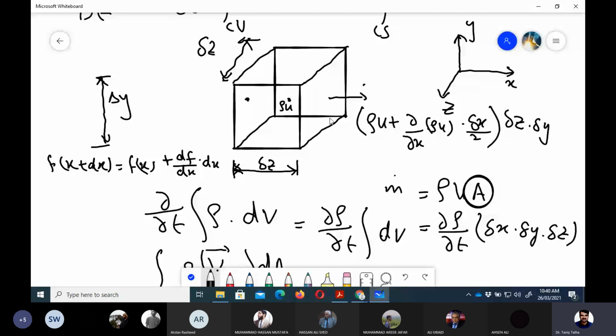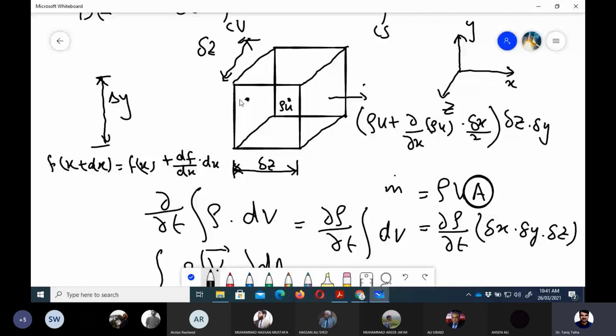If we apply this here, the function value is rho u. So we have written rho u plus partial by partial x of rho u into the distance between the center and the right face, which is del x by 2. That is written here. And then there is a multiplication of surface area because m dot is rho u into area. So del y del z is the area through which the mass is going out.